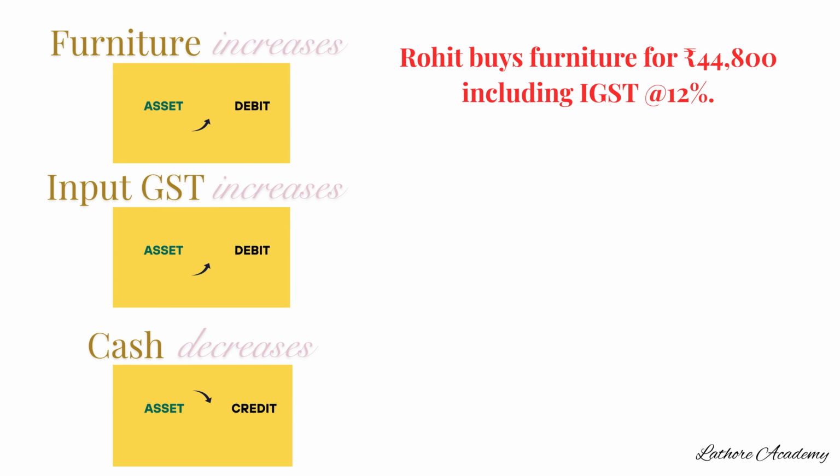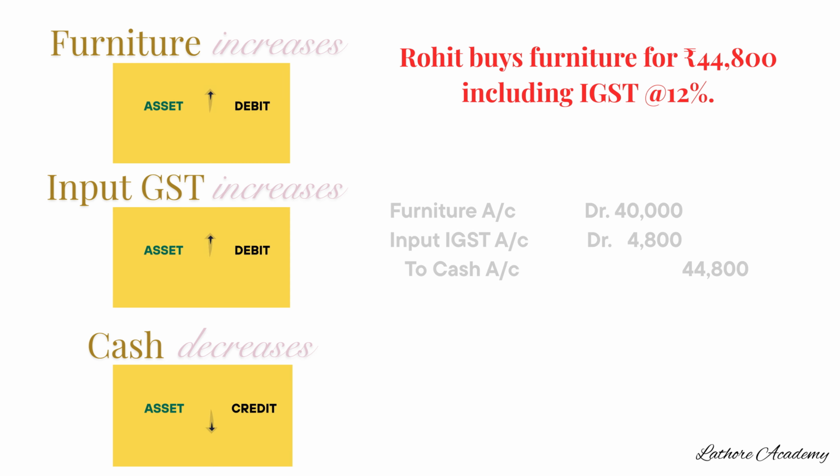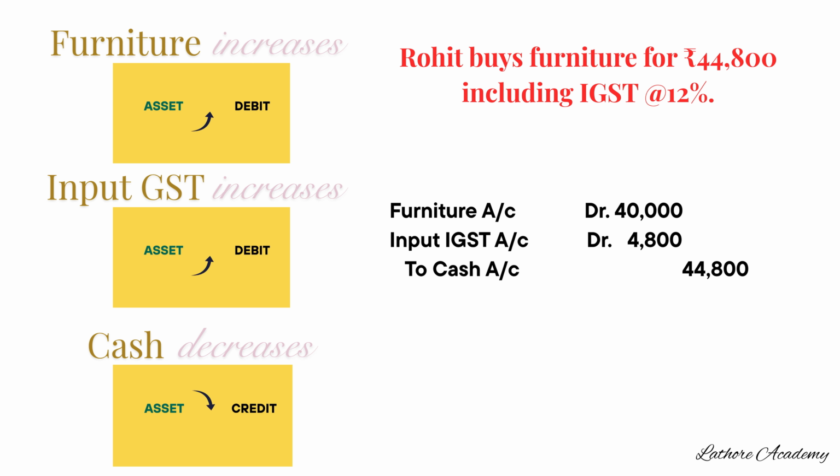So the journal entry will be furniture account debit, input IGST account debit, to cash or bank account. Furniture being an asset increasing, we have to debit, input IGST is an asset increasing, debit. Cash or bank account is going out of the business, asset is decreasing, we have to credit.